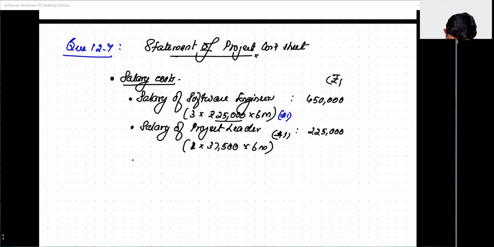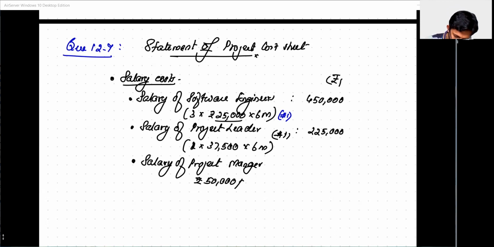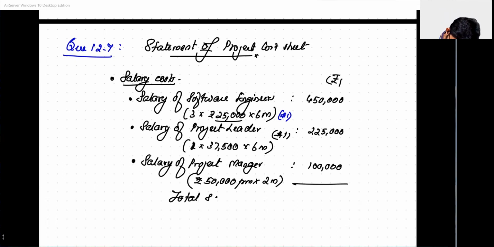Next is project manager. Project manager has deputed his time only for 2 months. And each month he is paid 50,000 per month into 2 months. So that is just 1 lakh. So total salary is 4,50,000 plus 2,25,000 plus 1 lakh. 7 lakh 75,000 is the total salary for the project.